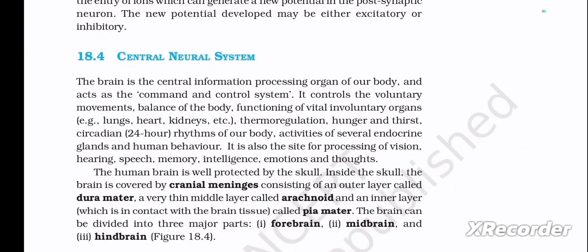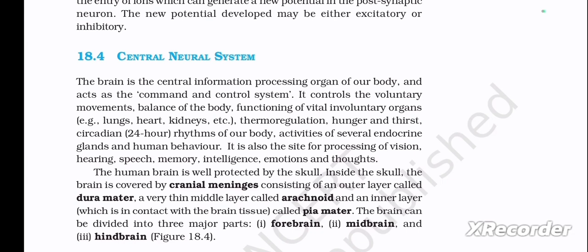Next is 18.4, Central Neural System. The brain is the central information processing organ of our body and acts as a command and control system. It controls the voluntary movements, balance of the body, functioning of vital involuntary organs, for example, lungs, heart, kidneys, etc., thermoregulation, hunger and thirst, circadian 24-hour rhythms of our body, activities of several endocrine glands and human behavior. It is also the site for processing of vision, hearing, speech, memory, intelligence, emotions, and thoughts.